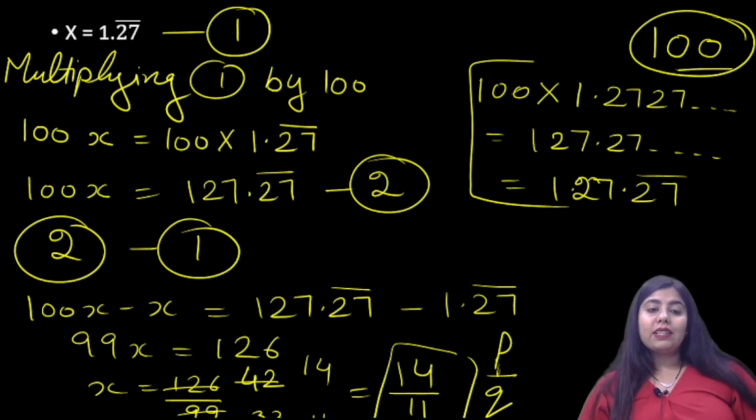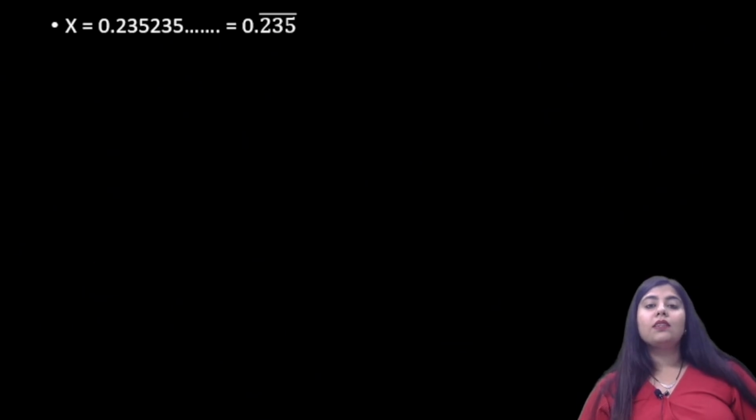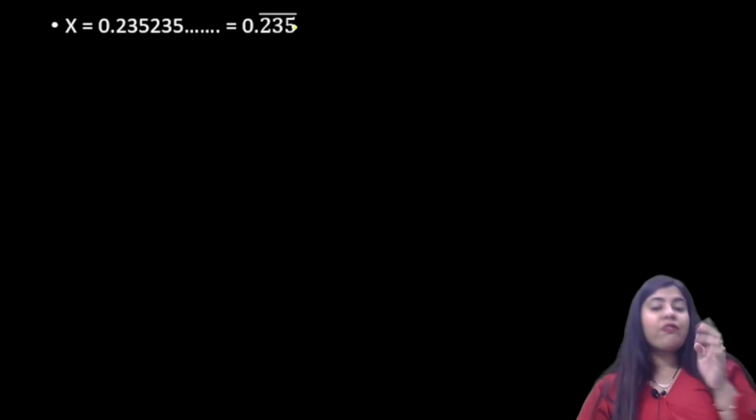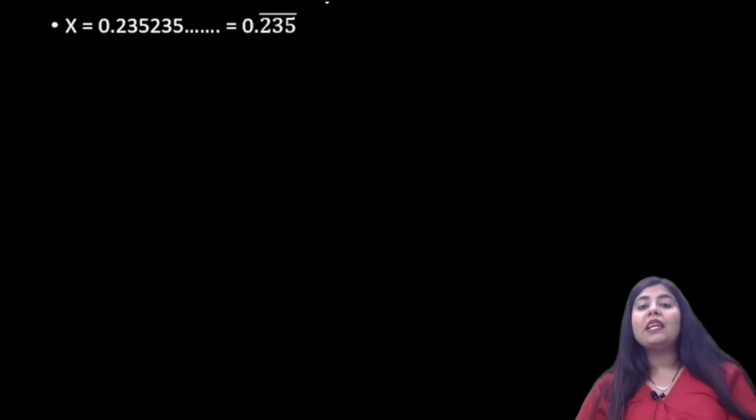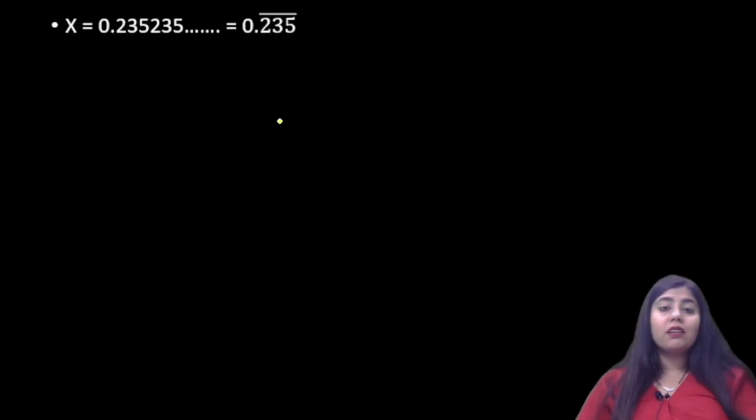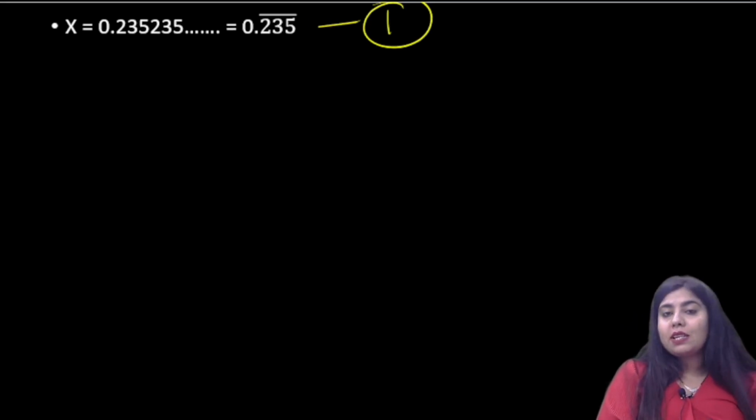Now see the next one. x is equal to 0.235235 and so on. It means 235 is repeating, so we can put a bar on 235, right? Here x is equal to 0.235 bar. We are naming it as equation number 1.